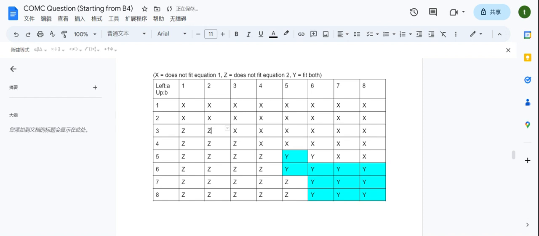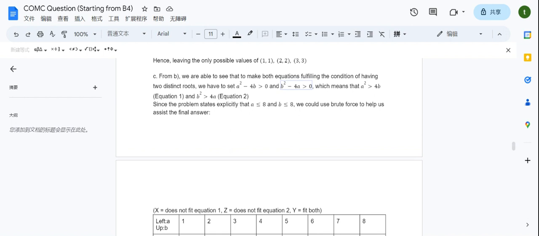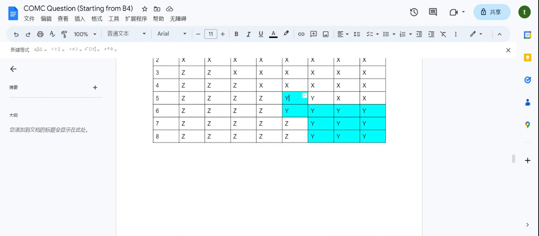So I mean, it should be z. Let's go back and see the ones that work; they should be these. For example, let's test a is 5 and b is 5. In equation 1, 5 squared larger than 4 times 5 is 25 larger than 20. The other equation is also 5 squared larger than 4 times 5, so 25 larger than 20 also. So in this case, this one works.